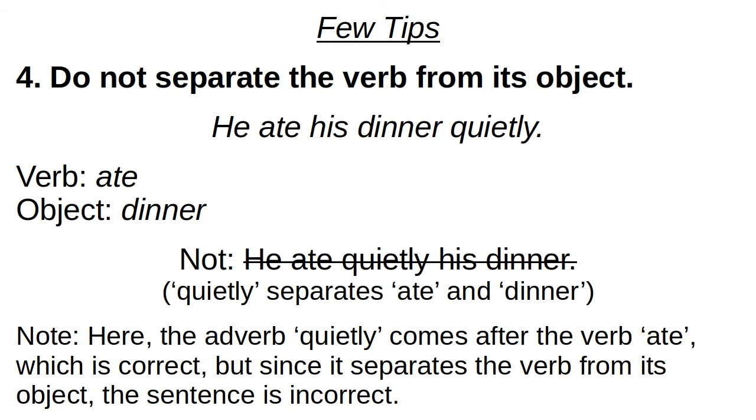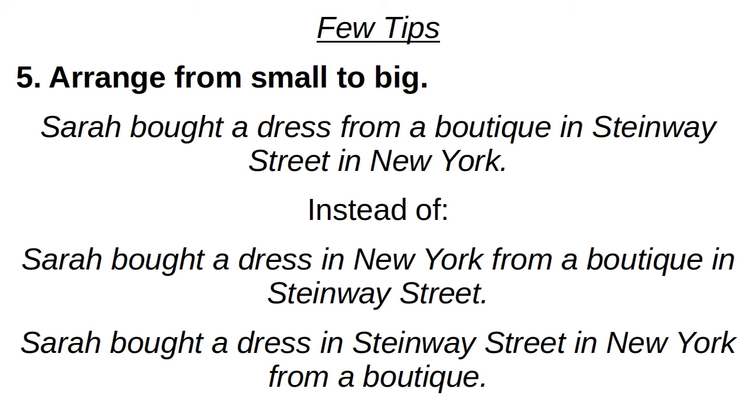Clear? Okay. With respect to size, go from a smaller size to a bigger size. For example, a building is smaller than a street. Now a street is smaller than a city. A city is smaller than a country. So go from a building to a street to a city to a country. For example, say, Sarah bought a dress from a boutique in Steinway Street in New York. Let us say there is a girl named Sarah who has bought a dress from a boutique which is in Steinway Street in New York.